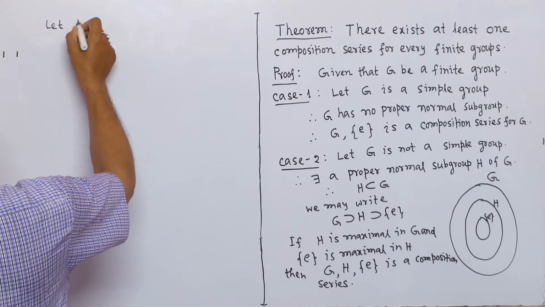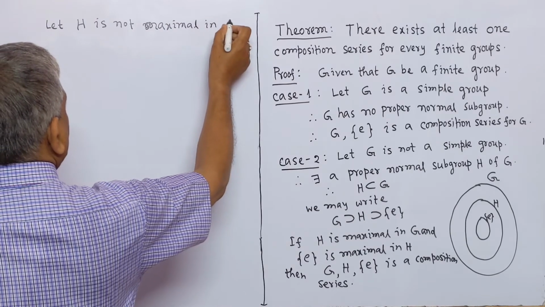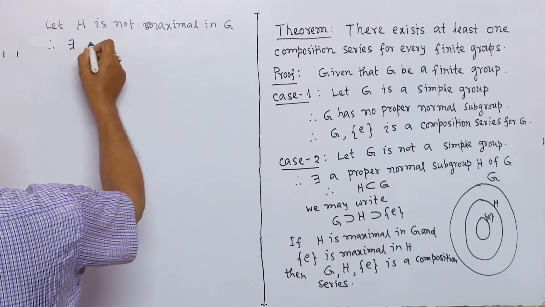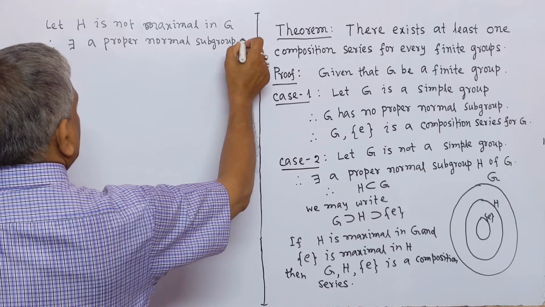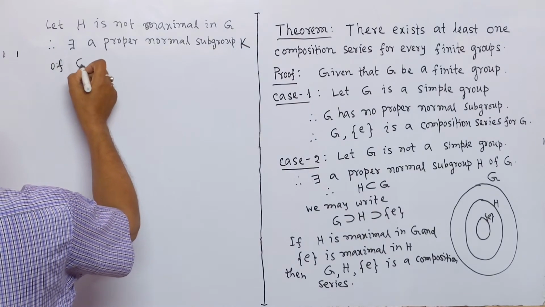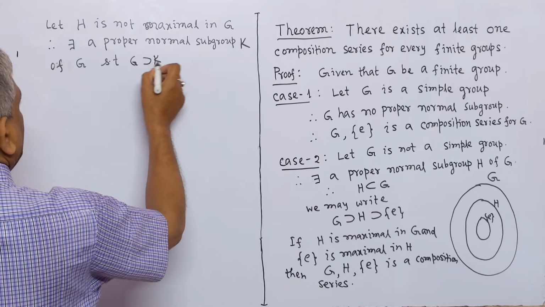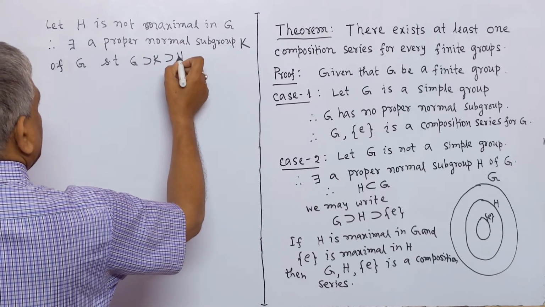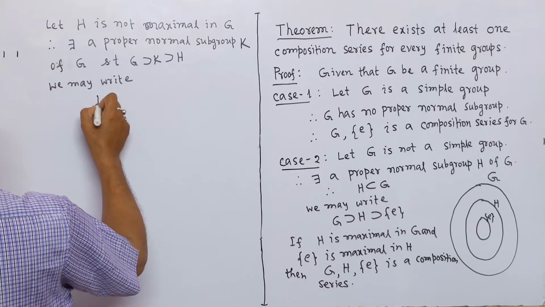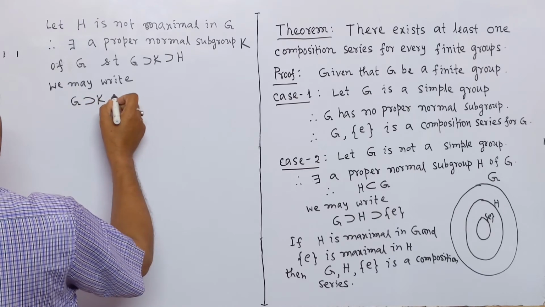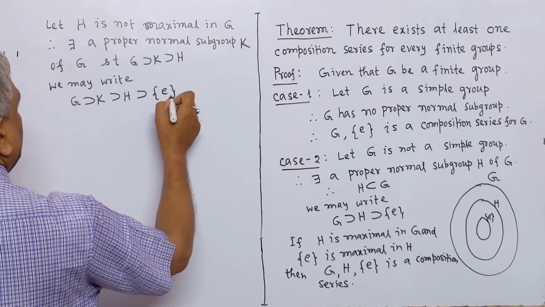Let H not be maximal in G. Therefore, there exists a proper normal subgroup K of G such that K is a proper subset of G and H is a proper subset of K. We may write K is a proper subset of G, H is a proper subset of K, and the set containing identity element is a proper subset of H.